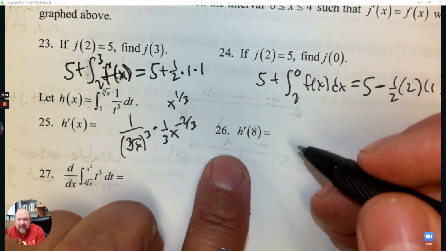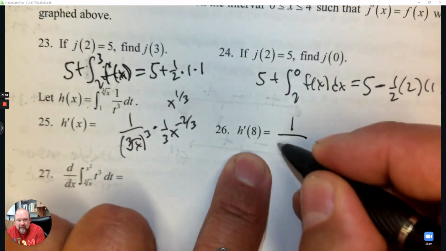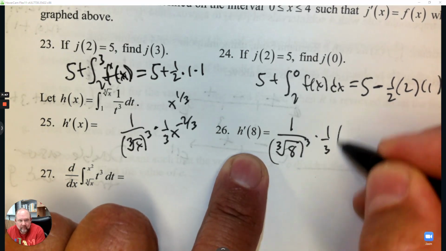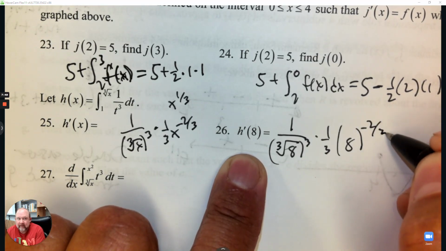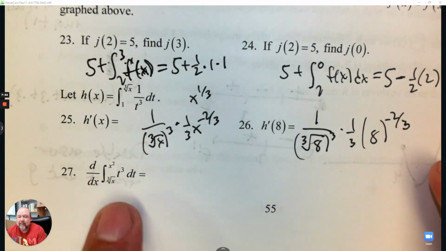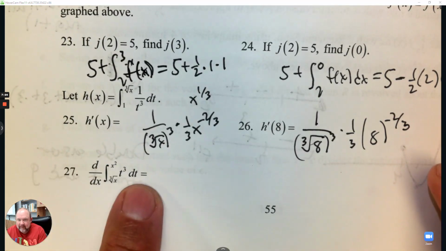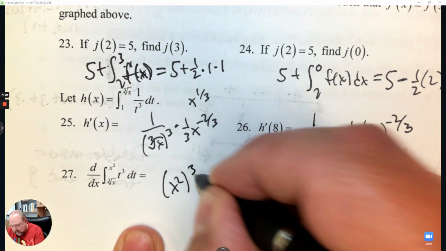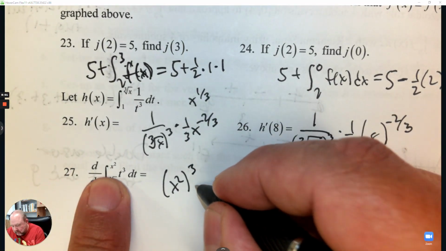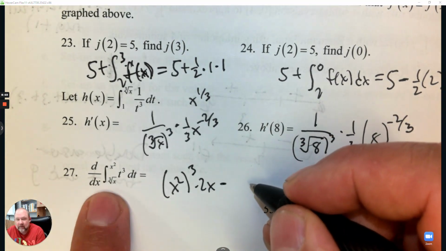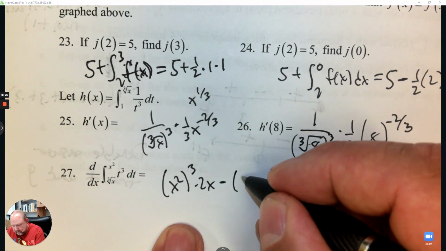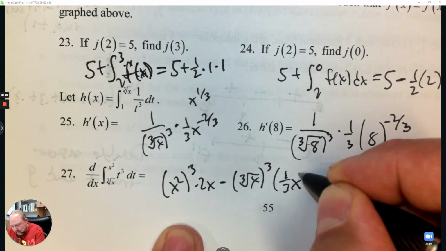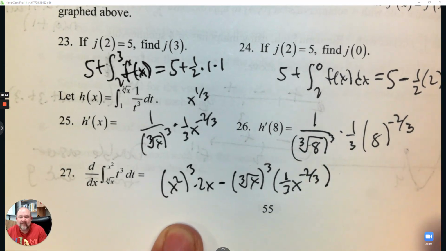26, what's the derivative at 8? I'm not going to make it complicated. Just plug in 8. You could simplify that if you had to, because you know the cube root of 8. Here, when you take the derivative, the integral and derivative do cross out, but the top bound, so plug in x squared for t, and then the hook, which is the derivative, subtract. Now you plug in the bottom bound, and the hook, the derivative of that, and it's done.